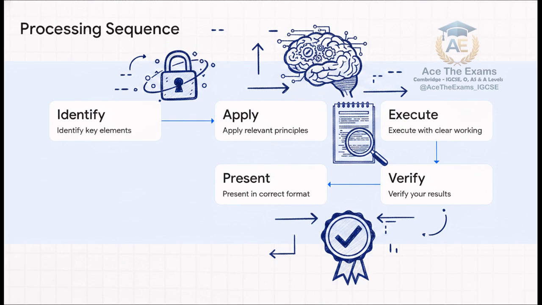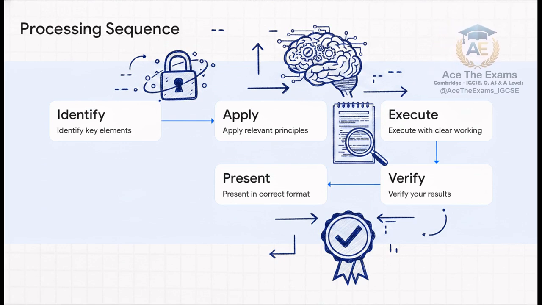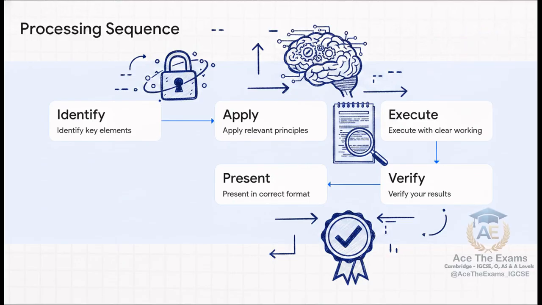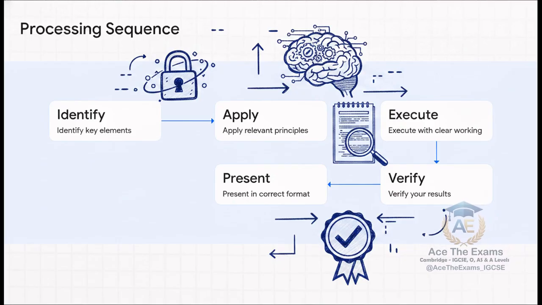Now, to make this super actionable, we map this directly onto the PEAL framework. Point, evidence, explanation, link. Step 1 is your point. Identify the key elements from the text. Step 2 is your evidence. Apply the relevant encryption principles. Step 3 is your explanation. Execute your analysis with clear logical working. And steps 4 and 5 are your link. Verify your results and present it in the appropriate format.